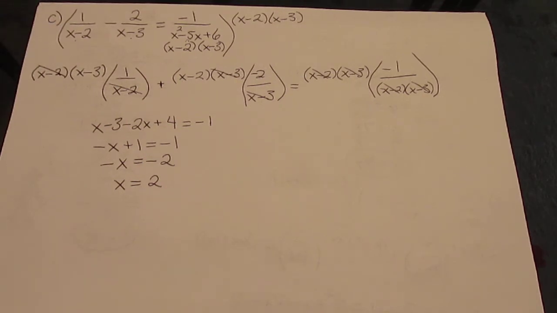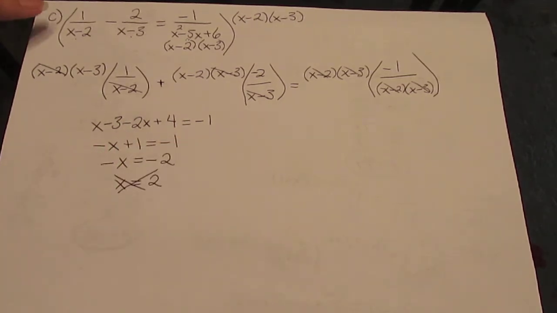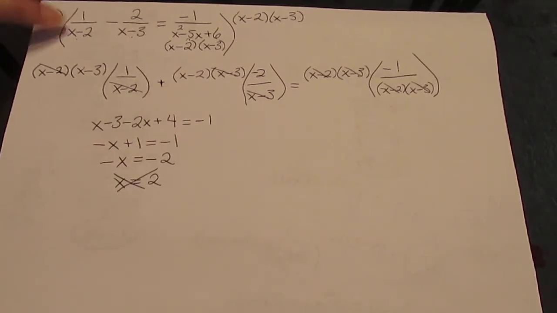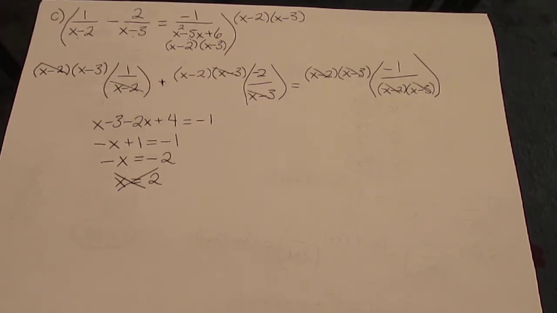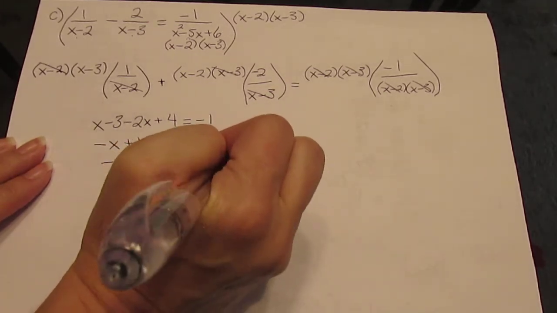If it makes any of your denominators 0, you have to just cross it out. It doesn't work because it makes the problem undefined. If you plug in and you've got 1 over 0 here, the problem's undefined. It doesn't work. We don't have an answer. Since it was the only answer we got, this one we just have to write for the answer no solution.